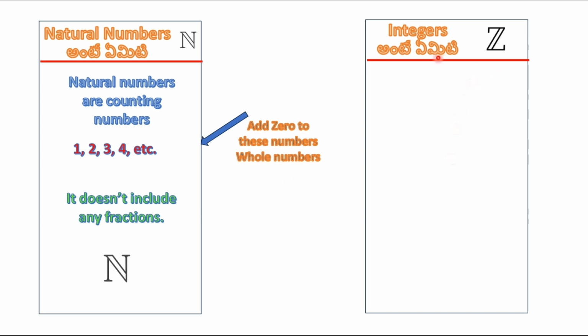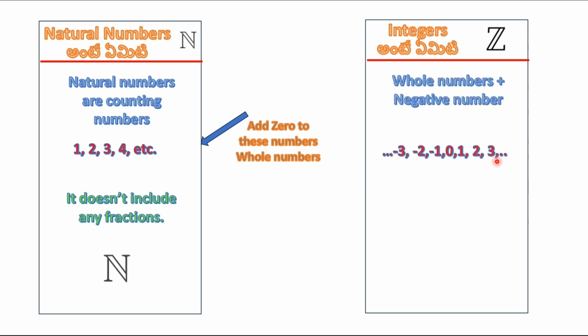Okay. What about the integers? Integers are whole numbers plus negative numbers. So it has 1, 2, 3, 4 positive numbers and -1, -2, -3 negative numbers, and it includes 0 also. So it does not have any fractions. This is denoted with the letter Z.